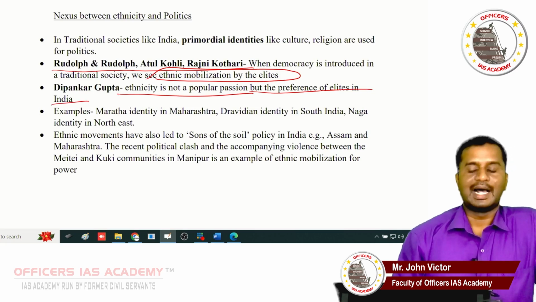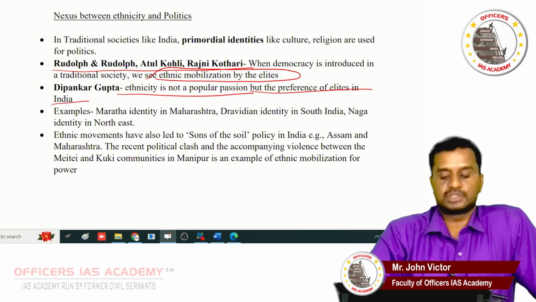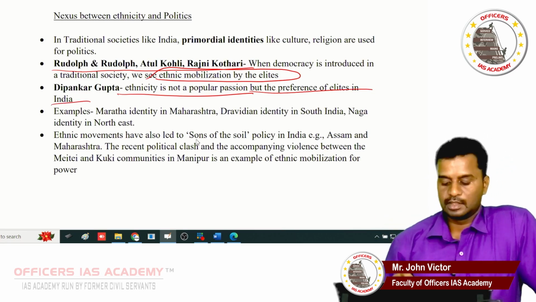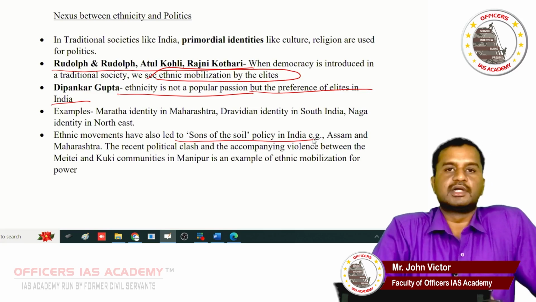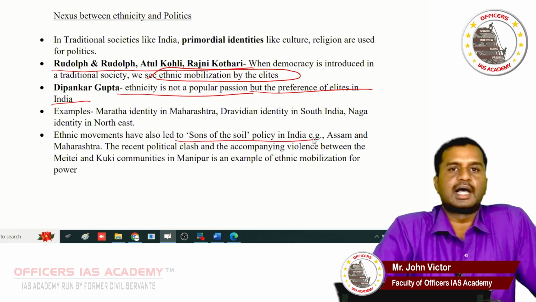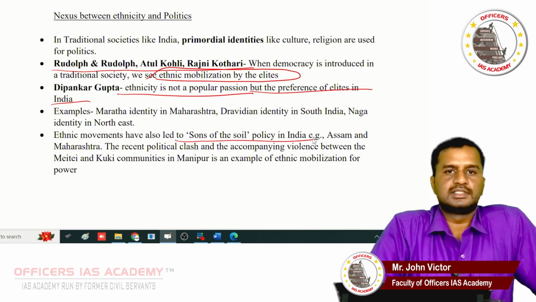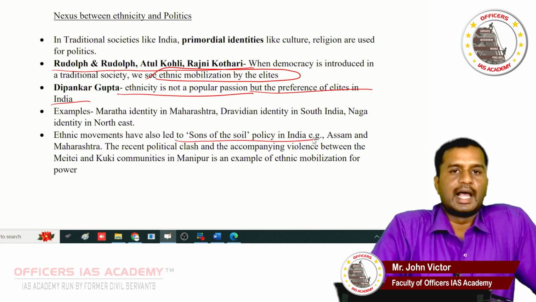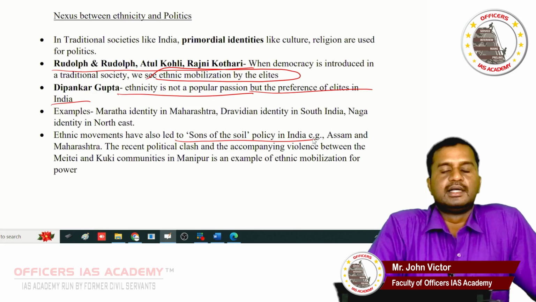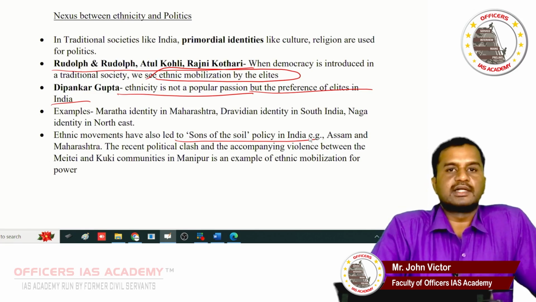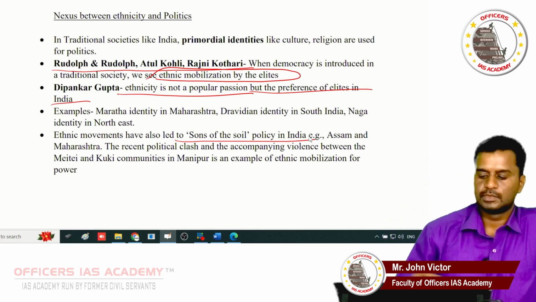India. As a result, ethnic identity leads to the sons of the soil policy. It was seen in the past, it is seen even now. Maharashtra, South India and Assam are some examples showcasing the sons of the soil policy. Different ethnicities showcase their identity and try to maximize power. They argue that they should be given first preference in the enjoyment of resources and opportunities.